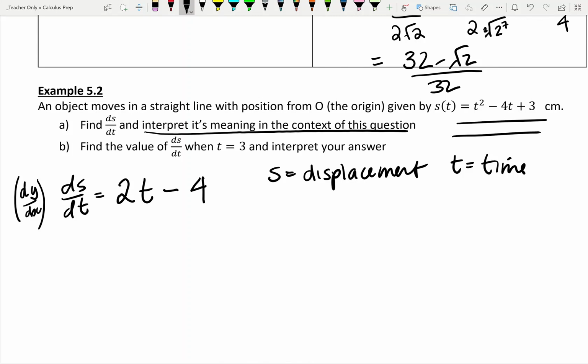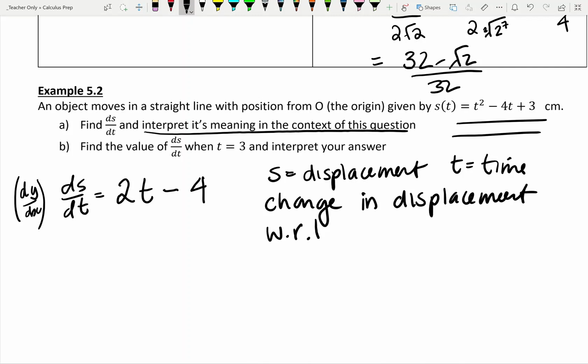So this ds dt is simply the equation which shows us the object's velocity, so the change in displacement with time. It is velocity, not speed, and we'll talk in a subsequent chapter about why it's velocity and not speed. But basically, it's the object's change in displacement with respect to time, WRT, which stands for with respect to time, which is also known as its velocity.